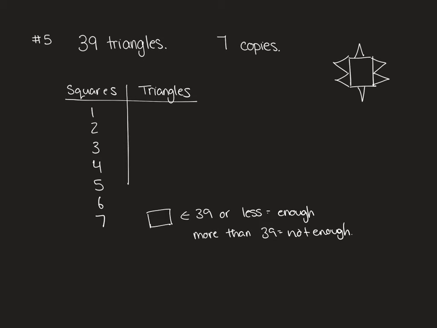The other thing you could do is come up with a formula. So if you had your formula and you figured out that S times something equals your triangles, then you could put in 7 times however many you need to get to your triangles. If it gives you an answer that is less than 39 or 39, you have enough. If it's more than 39, then you don't.